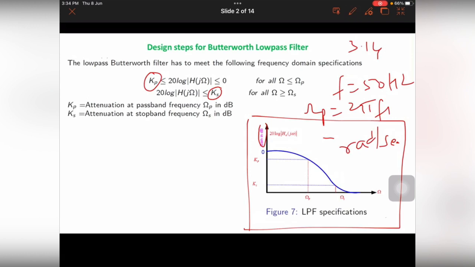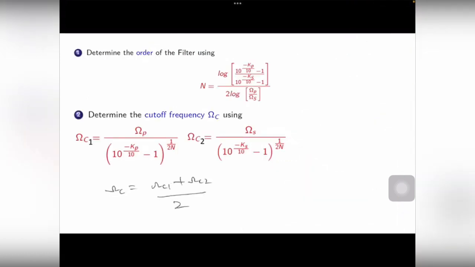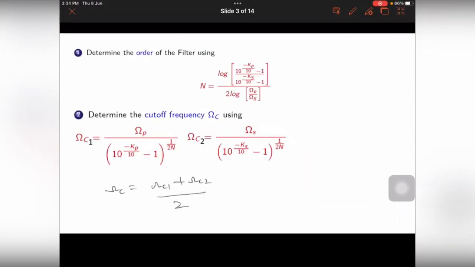Once you know this, next is the order of the filter n. What is the equation for the order of the filter? Last class we discussed the value of n. So n is given by log to the base 10 of 10 to the power of minus Kp by 10 minus 1, whole divided by 10 to the power of minus Ks by 10 minus 1, whole divided by 2 log to the base 10 of omega p by omega s.